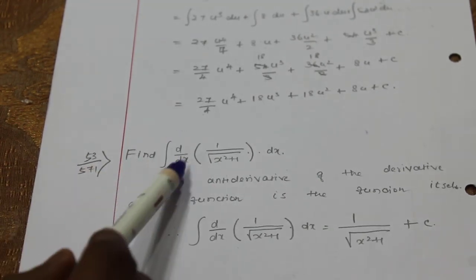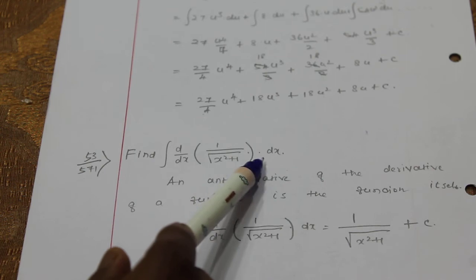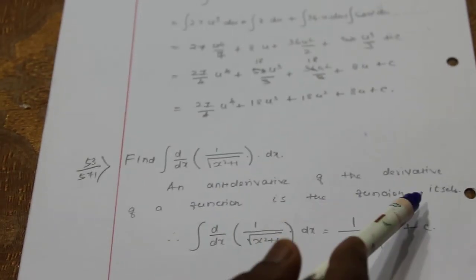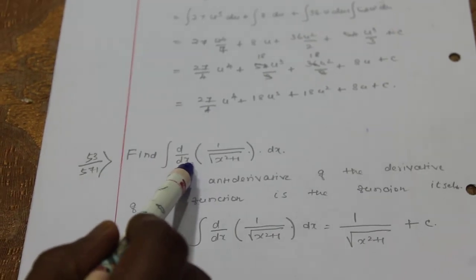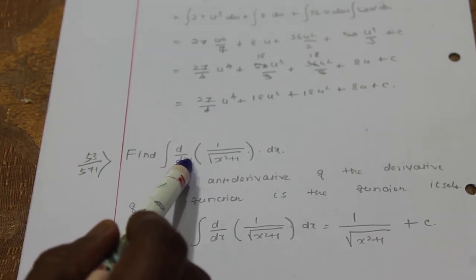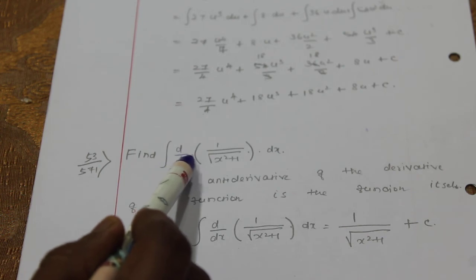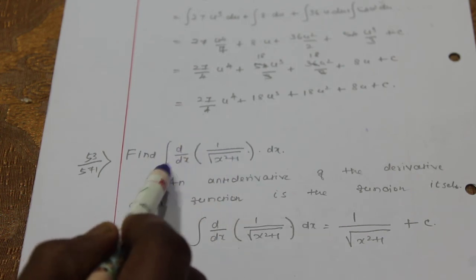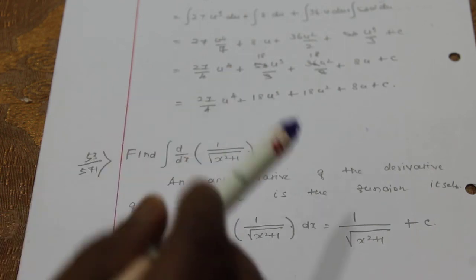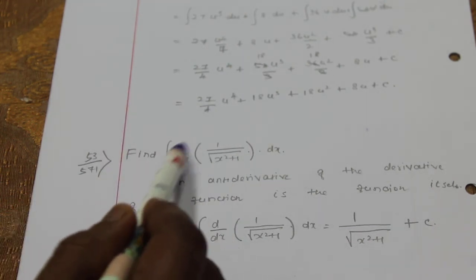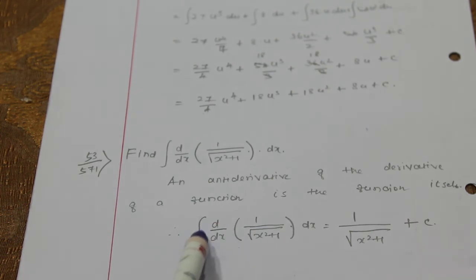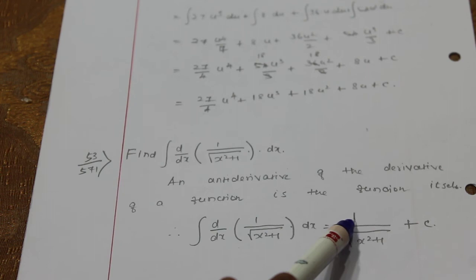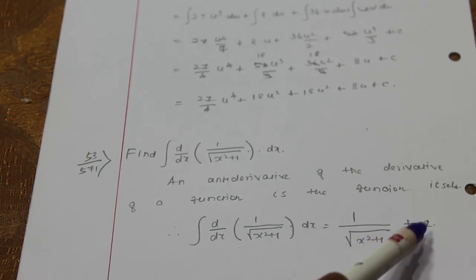Now the last question is 53. Find the integral of d by dx of 1 divided by the square root of x square plus 1, dx. The antiderivative of the derivative of a function is the function itself. Here this is a derivative inside the integration. So now we have to find the antiderivative of this function: when we integrate, the derivative will be removed. This derivative will be gone and the integration will be gone. We'll get the function itself, which is 1 divided by the square root of x square plus 1, plus c.